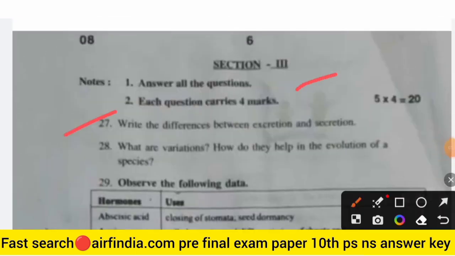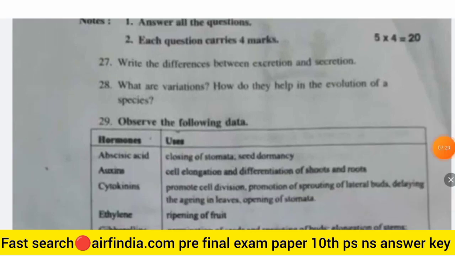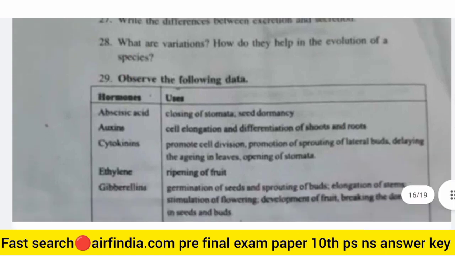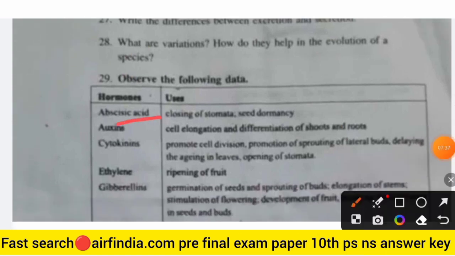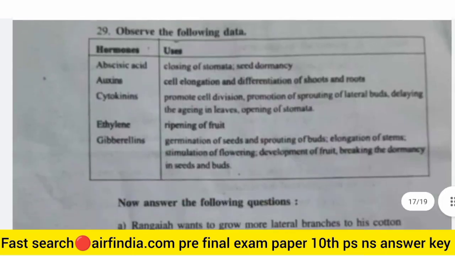So this is section third. Each question carries 4 marks. Write the difference between excitation and secretion. What are variations? How do they help in the evolution of a species? Observe the following data. Okay. So auxins here, and cytokinins, ethylene and gibberellins. Okay. And this is your hormones and uses.